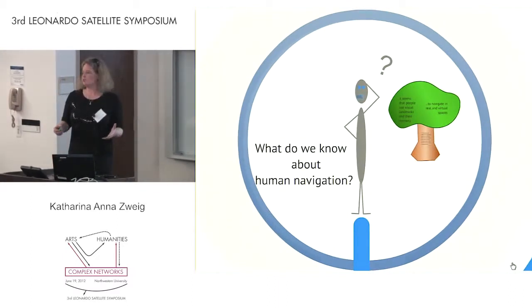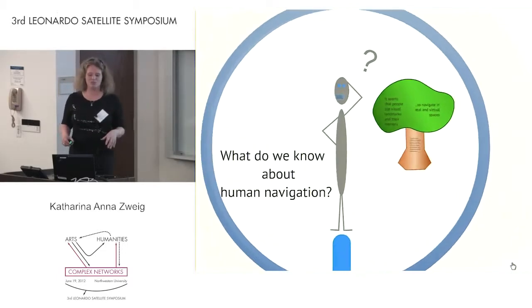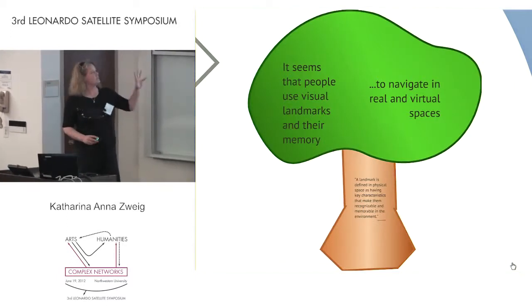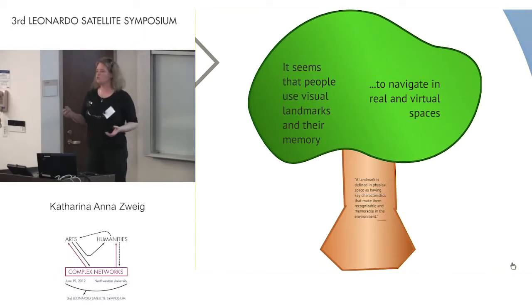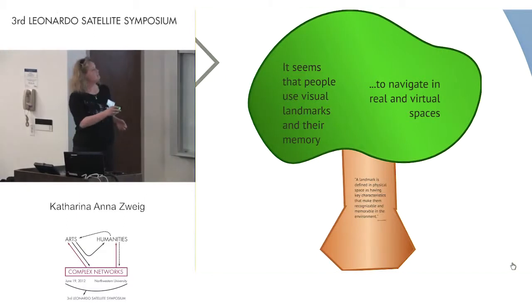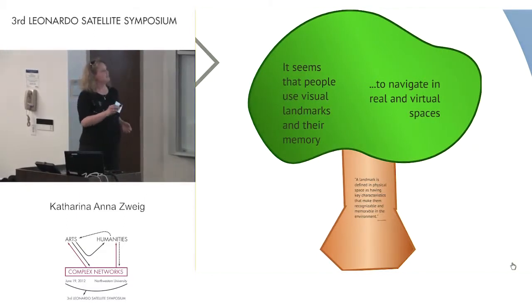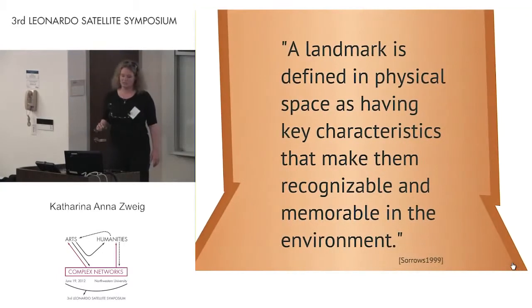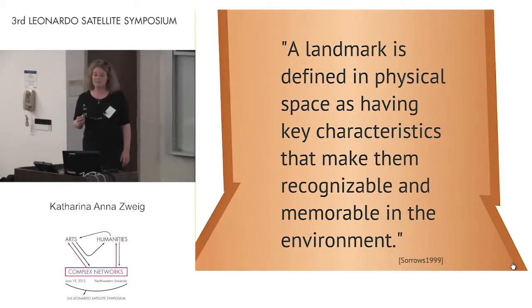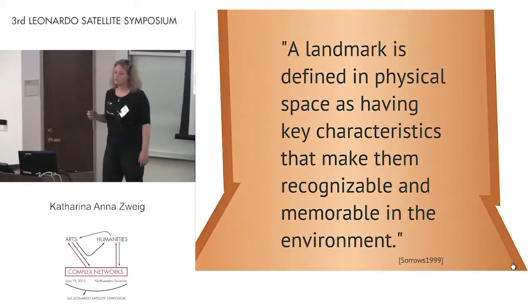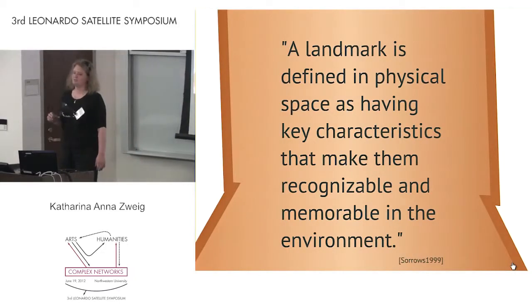All of us came here, and most of us are not from here, so you navigated this environment. And what did you do? Maybe you picked some visual landmarks, like the coastline of the lakes or the layout of the streets, and then you put it in your memory, and this helps you to navigate in real and virtual spaces. To define a visual landmark, we can say that it is defined in physical space as having key characteristics that make them recognizable and memorable in the environment.